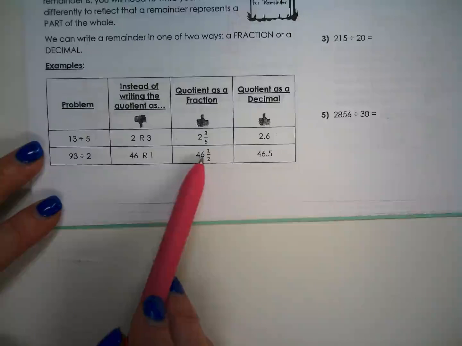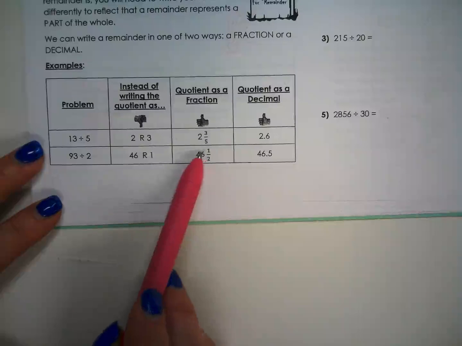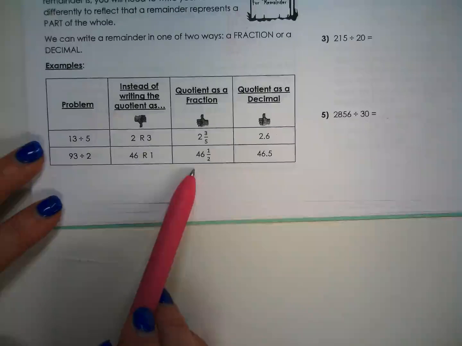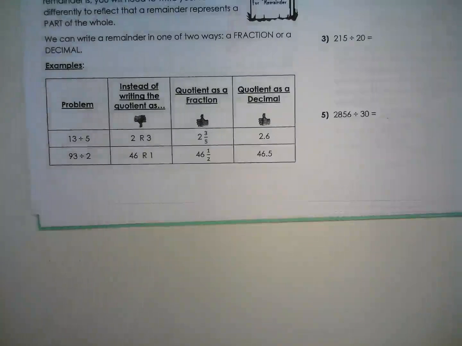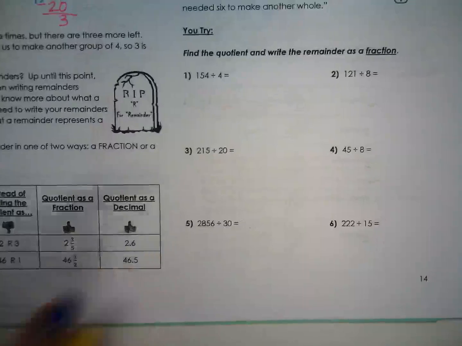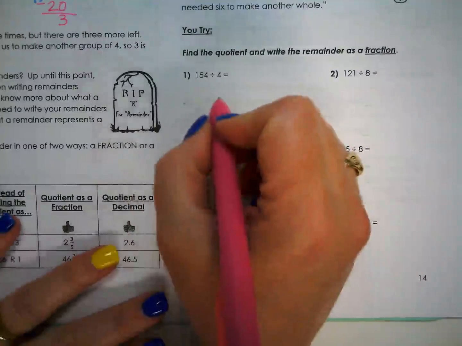This one says 46 remainder 1. And really this is 46. I have how many pieces? 1, when I needed how many to make a whole? 2. That's all we're doing. Okay? I want everybody to turn over to the next side of that page and let's do number 1 together.